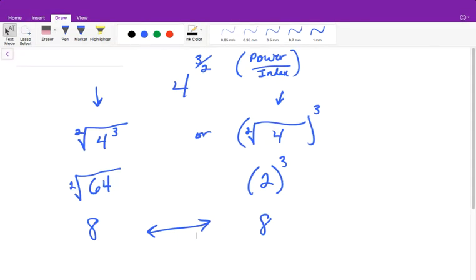All right, so what this is showing you is that sometimes when you're solving these, it'll be easier to take the root first and then raise the power at the end, or sometimes it's easier to take the power first and then take the root at the end. It's really your own preference and your own call. For this one, I would say it's probably easier to take the square root first because then we're working with a smaller number as we're raising it to a power. All right, so now let's just go through a couple examples.